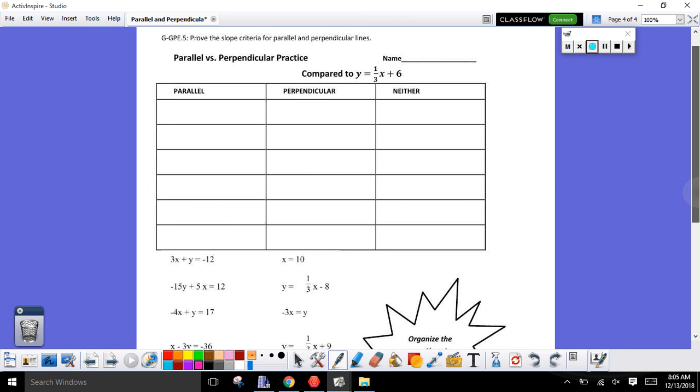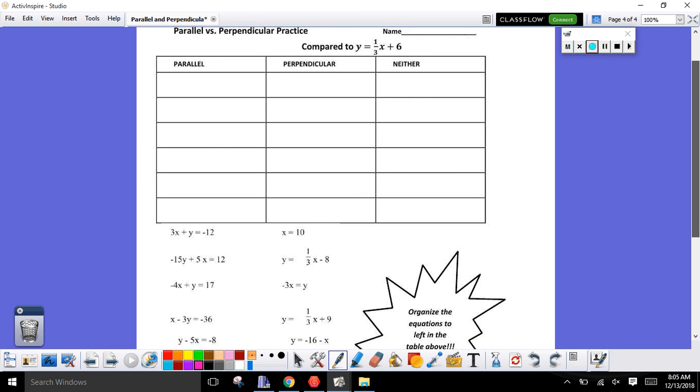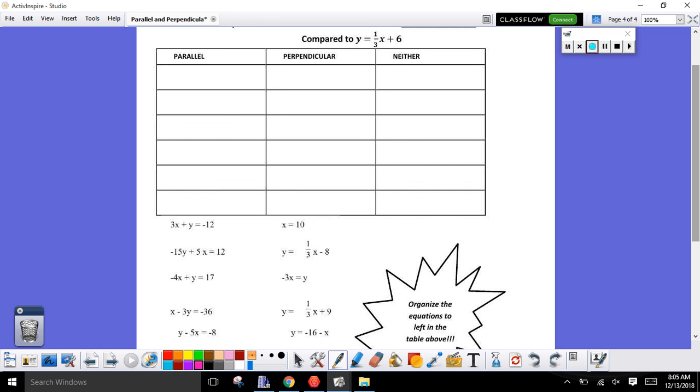This one just says parallel versus perpendicular. We're going to compare. Our graph is y equals 1/3 x plus 6. They're telling me to find a parallel line, a perpendicular line, and the ones that are neither. So I can already look at this one, and I know that one's neither. So I'm just going to place it right here.